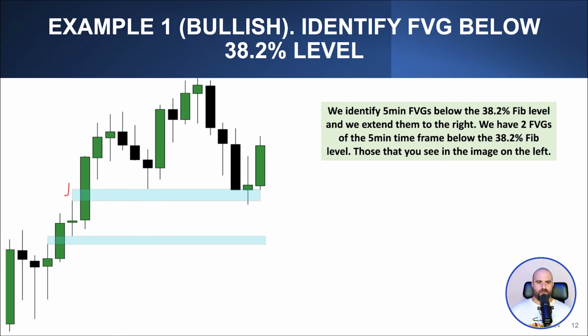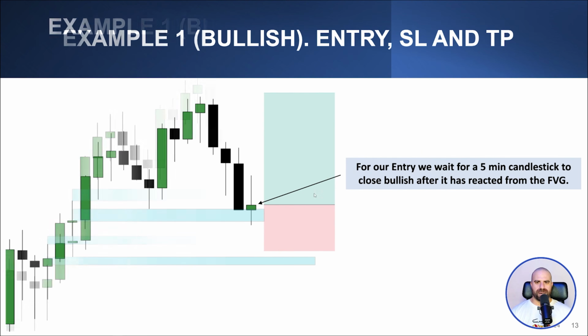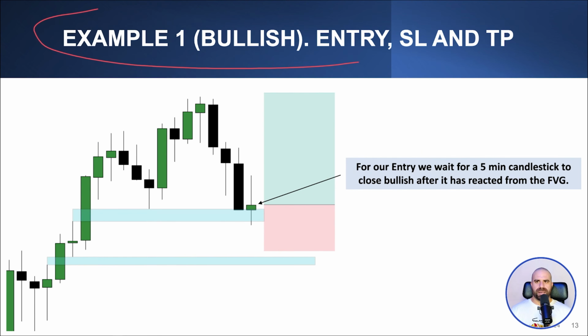So we have one fair value gap that falls below the 38.2, because if you recall, the 38.2% was exactly right here. We have one FVG and we have a second FVG right here. Now, let's proceed one step further. Where is going to be our entry, our stop loss, and our take profit?